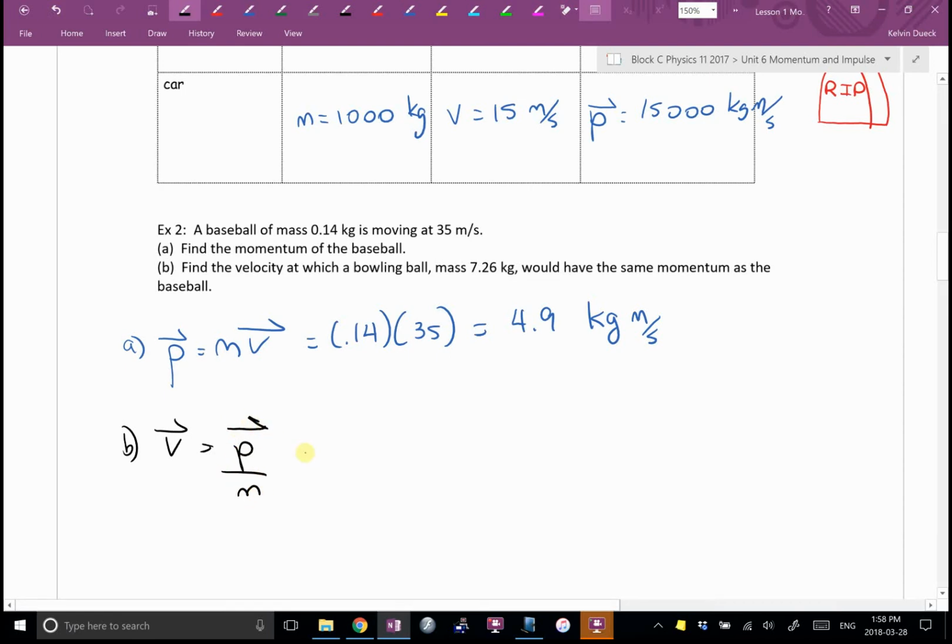Of course you did. So the momentum that they want us to have apparently is 4.9. The mass of a bowling ball is 7.26 kilograms. I think it's a 12-pound bowling ball, I think is what I converted. I can't remember now. How fast would I need to throw it? Definitely less than 35 meters per second.